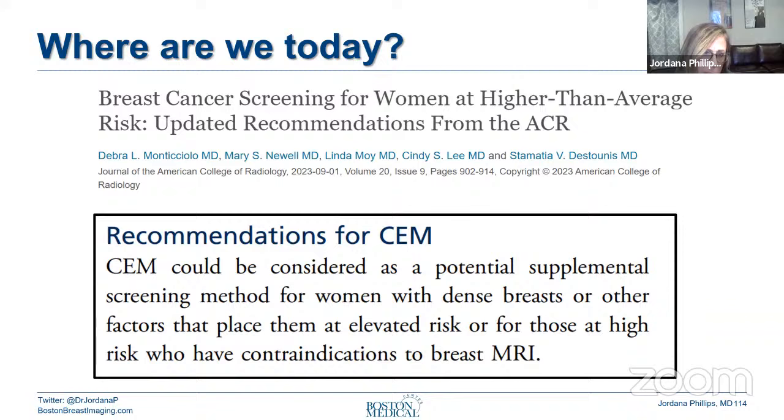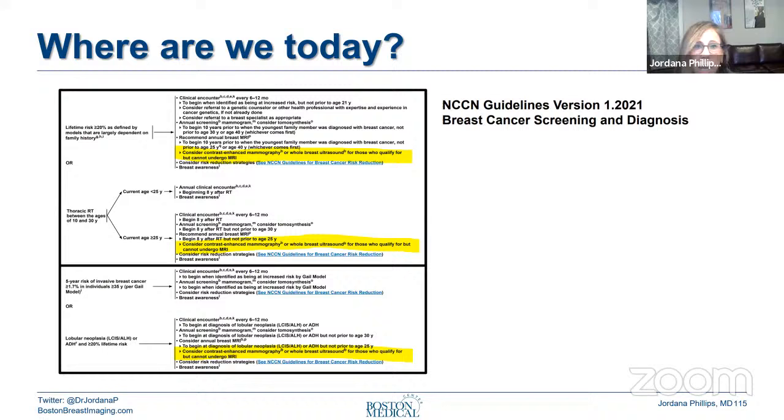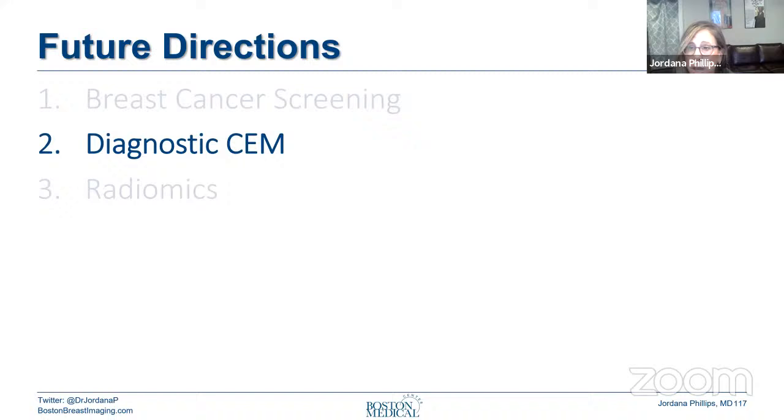The NCCN, which is the National Comprehensive Cancer Network, has a similar approach. Really use contrast mammo for breast cancer screening when you can't perform an MRI. Same thing with the ESBI, which is the European Society of Breast Imaging. So that's kind of where we're at. I imagine that things will change over time, as I mentioned.